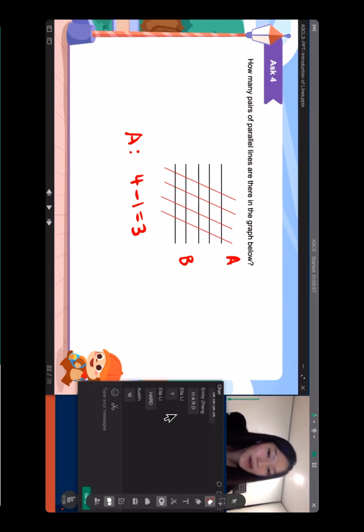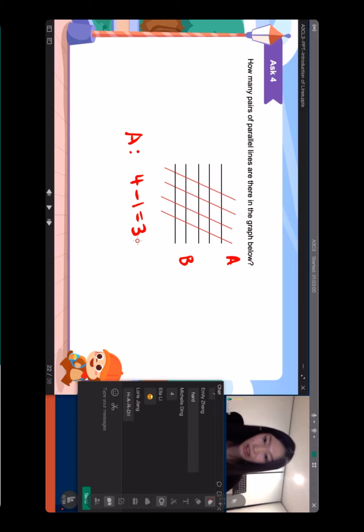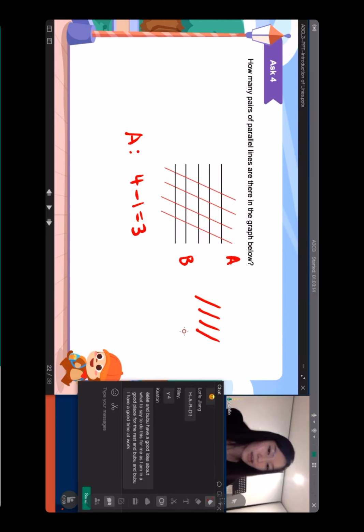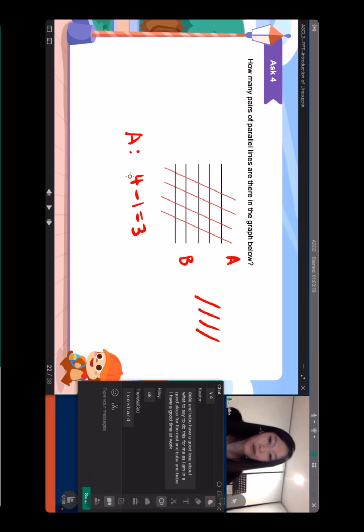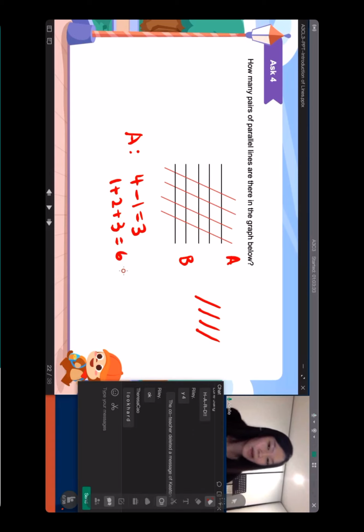Yeah, I know this one looks a little bit hard, so just bear with me. I'm gonna try to explain it so it makes more sense. Just try to ignore the black lines for now. Just think of the red lines, which I'll draw on the side. So just look at this drawing. We have 4 lines. They're parallel lines, right? So we're going to use 4 minus 1, which will give us 3, the number we're going to go up to when we start adding from 1. We add 1 plus 2 plus 3. That's the number we're going to stop at, which will give us a total of 6 parallel pairs. So that's in set A.